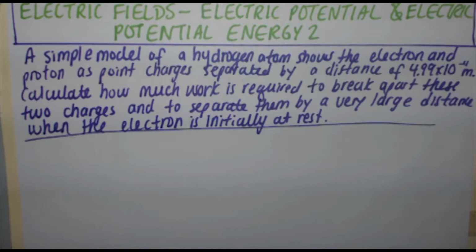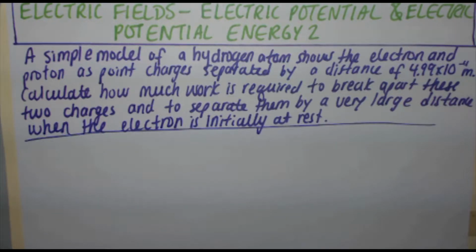A simple model of a hydrogen atom shows the electron and proton as point charges separated by a distance of 4.99 times 10 to the minus 11 meters. Calculate how much work is required to break apart these two charges and to separate them by a very large distance when the electron is initially at rest.